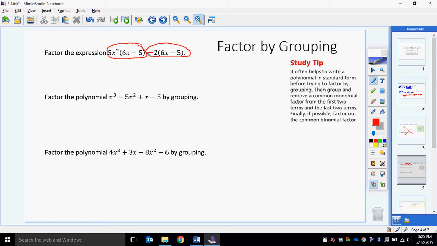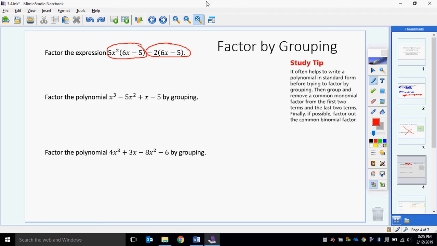Remember, terms are separated by addition and subtraction. This multiplication holding the parentheses with the 5x squared and this multiplication between the negative 2 and the 6x minus 5, those aren't 2 separate terms. That's one term because they're a product, right? Just like 6x plus 7, that's 2 different terms. Just because the 6 and the x are being multiplied doesn't mean they're 2 separate terms. So that's one term because it's held together by multiplication. Anything held together with addition and subtraction is a separate term. So I have two terms here.